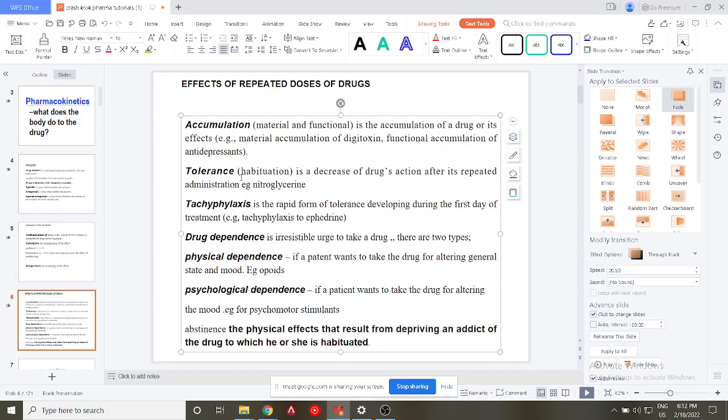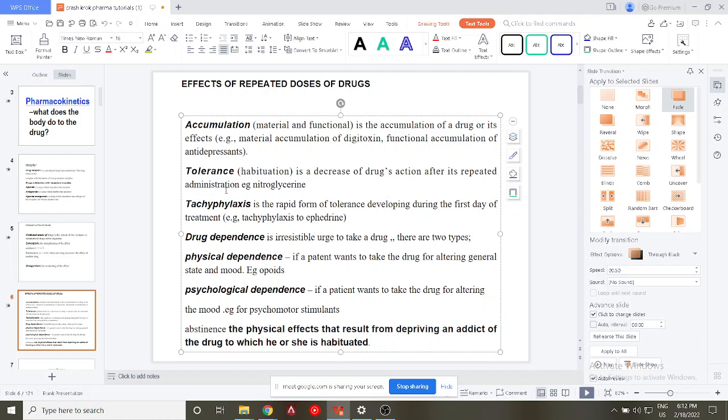Tolerance. Tolerance is a decrease of the drug's action after its repeated administration. For example, every time you have abdominal pains or period pains, you take diclofenac or paracetamol. After some time, the paracetamol is going to have a reduced effect because your body has gotten used to it. So this is tolerance.